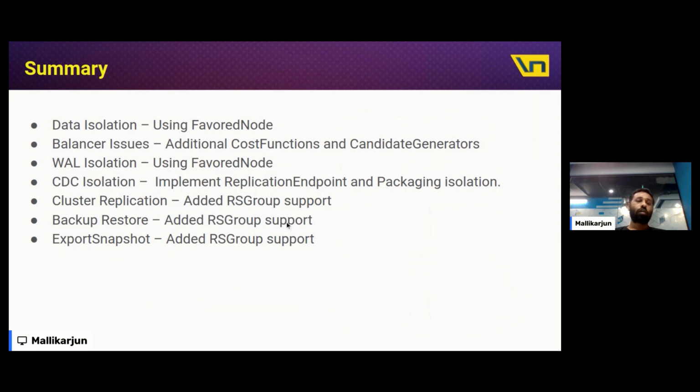On the summary, we solved data isolation using favored nodes, and the skewness and other problems that arise because of that we solved with cost functions and a candidate generator. WAL isolation, again, we solved with favored nodes. CDC, we implemented our own, and then our packaging took care of the isolation that is required. For cluster replication and the other three, we added RS group support.